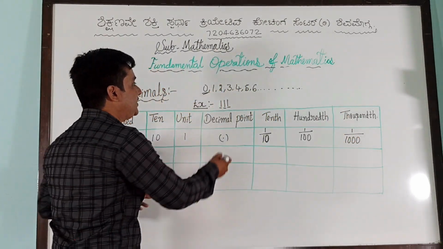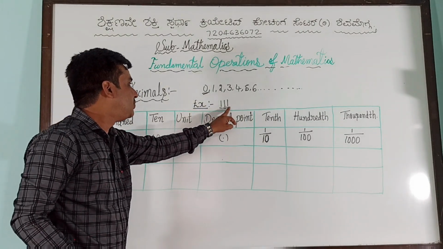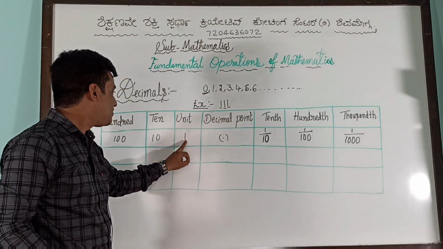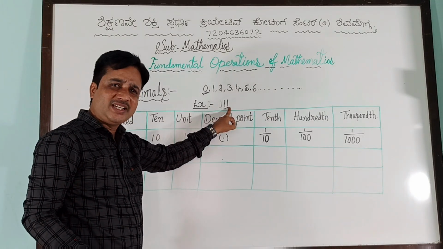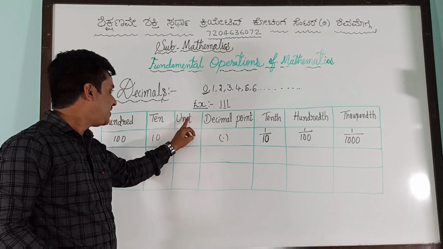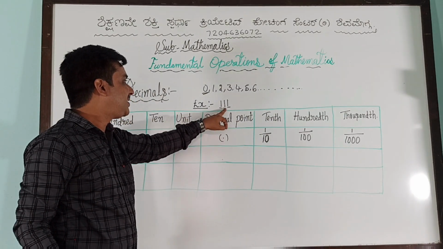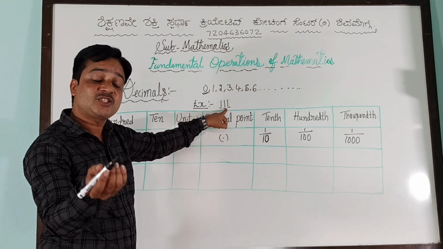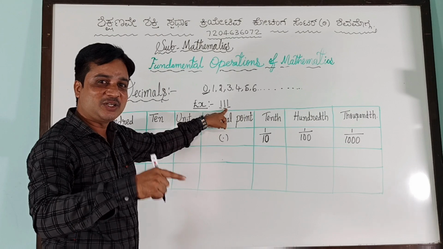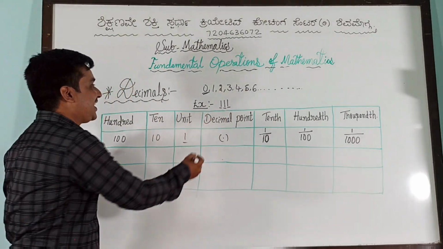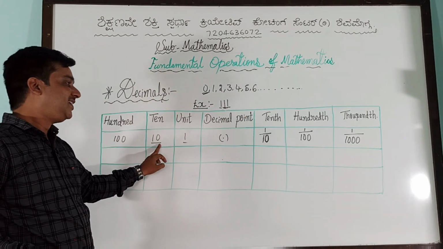First, in this whole number I am writing in the box. In the unit place, what is there? 1 is there, so I have written 1. The place value of 1 is how much? 1 itself, right? So I have written 1 in the unit place. In the tens place, what number is there? 1 is there. The place value of 1 is 1 into 10, that is equal to 10. So in the tens place I have written 10.